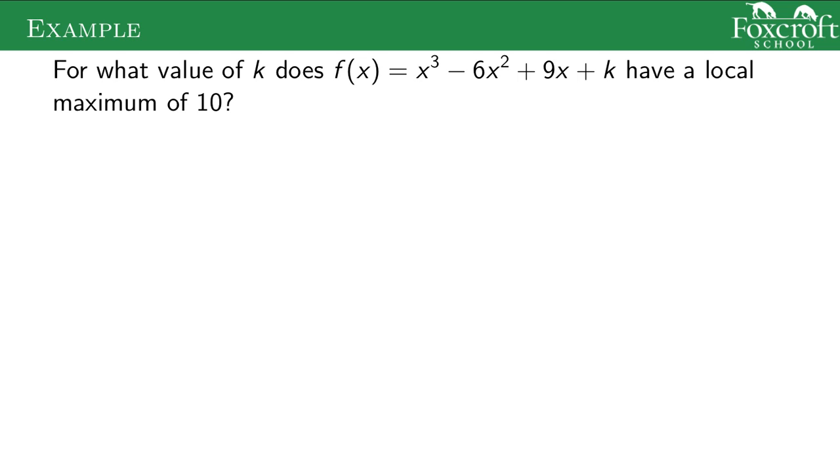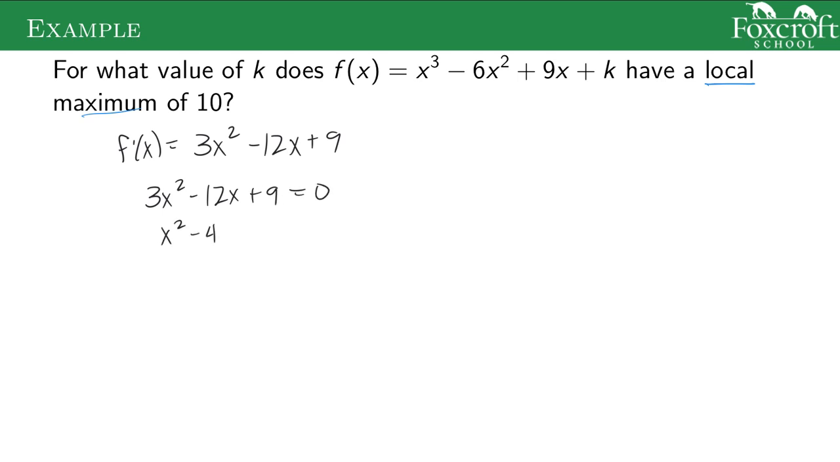The first thing we can do is, since we're trying to find a local maximum, we know that happens when the derivative changes from positive to negative. So we're going to take the derivative, 3x squared minus 12x plus 9. And just like the last example, we're going to set it equal to 0, that way we can make our number line. I can divide everything by 3 just to make the numbers smaller, and then factor.